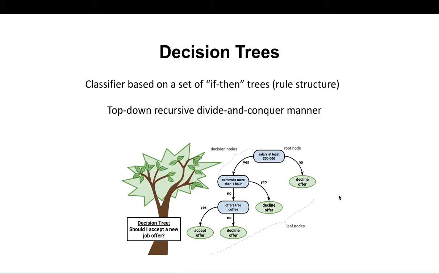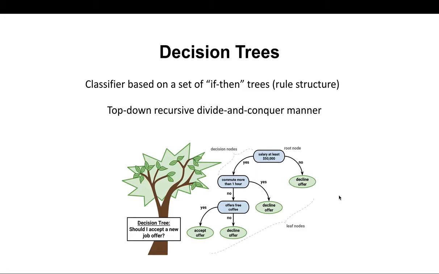The top node, the root node, asks the question, is the salary at least $50,000? Remember, the overall premise for this decision tree is, should I accept a new job offer? If yes, if true, we move to the next decision node. The next decision node is, is the commute more than 1 hour? If yes, that's not a good thing, right? So that's false, and we decline the offer. If no, and it offers free coffee, which is our next decision node, then we can either accept the offer or decline the offer.